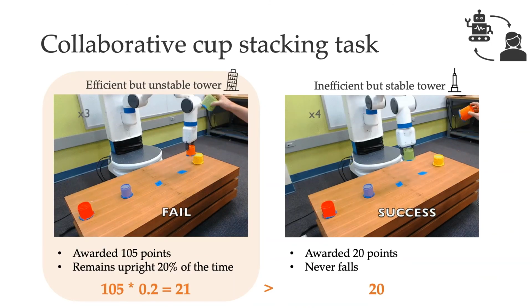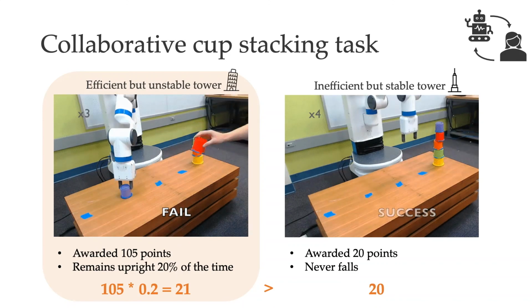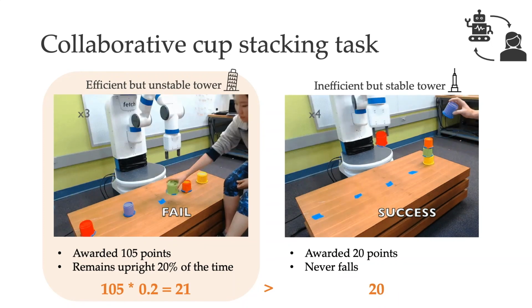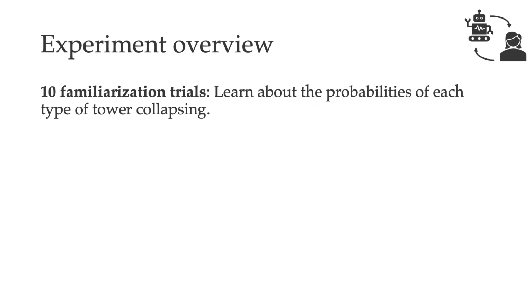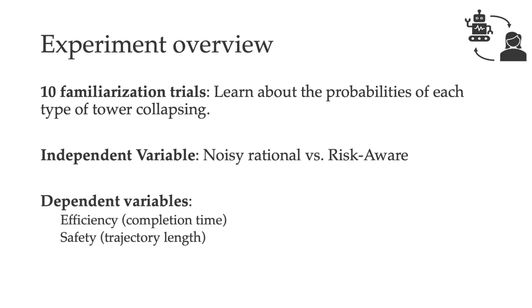Looking at the expected rewards, we see that building the efficient but unstable tower is actually the optimal decision. Because the unstable tower leads to higher expected reward, a noisy rational robot would assume that humans will want to build this tower. In our experiment, each participant was given some time to practice building towers with the robots and learned about the probabilities of each type of tower collapsing. During test time, users built the tower once with the noisy rational robot and once with the risk-aware robot. We measured efficiency and safety during collaboration.